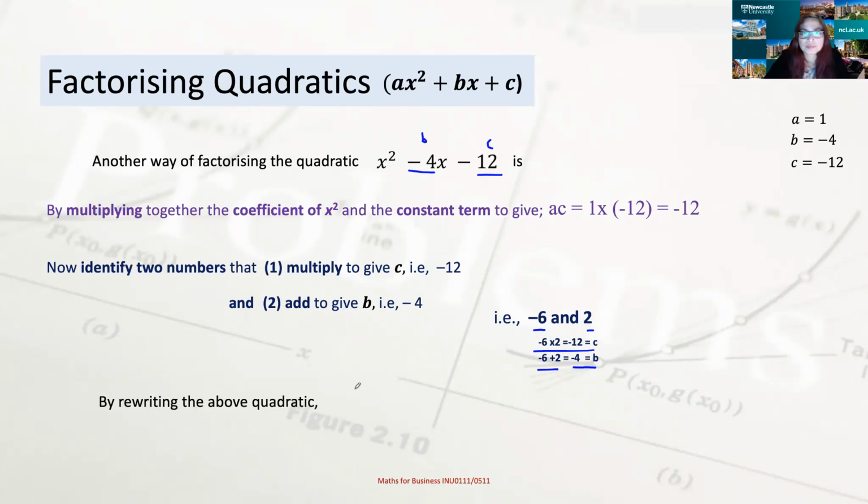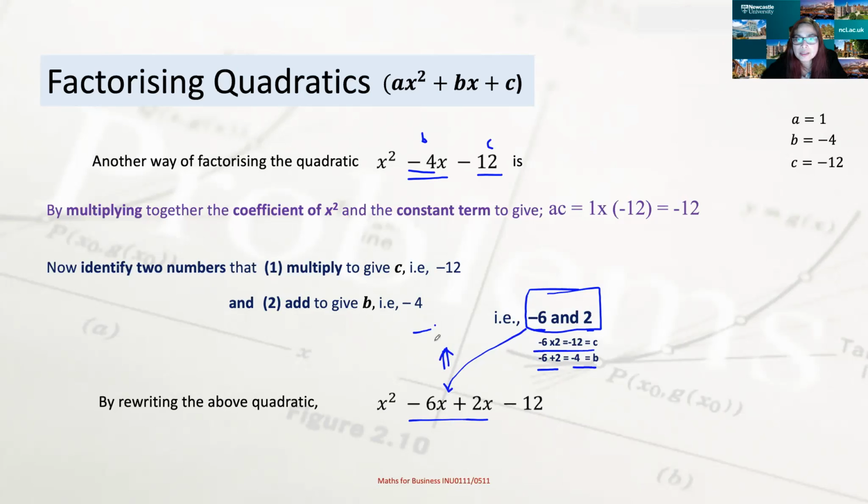That's it. So by rewriting the above quadratic expression, I can write minus 4x as minus 6x plus 2x. I'm taking the help of this. Minus 6x plus 2x, because this is nothing but minus 4x. So I write the same term, x squared minus 6x plus 2x minus 12. That's how I can make factors.